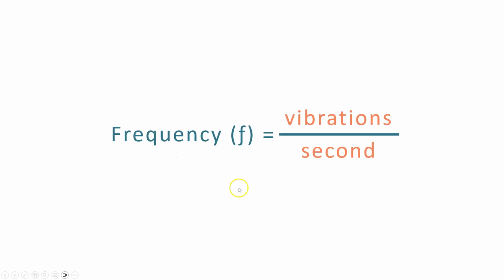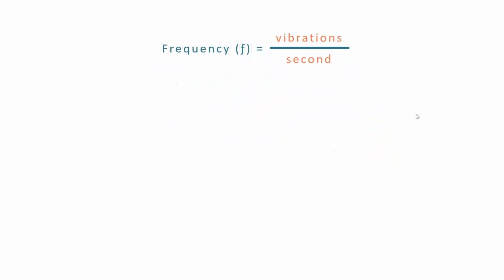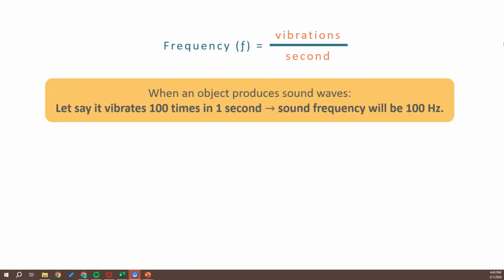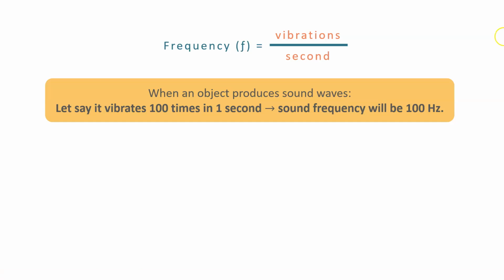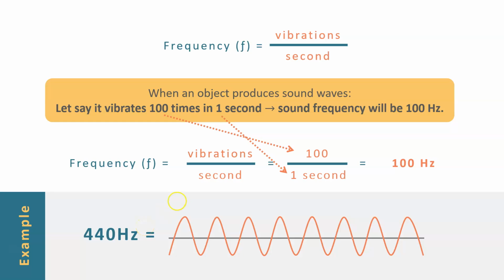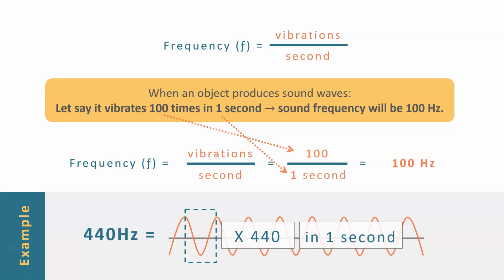We are familiar with this term, frequency. But what is frequency? Frequency is vibrations per second. For example, when an object produces sound waves and the sound waves vibrate 100 times in 1 second, the sound frequency will be 100 Hz. I will share another example. 440 Hz means there are 440 cycles in 1 second.